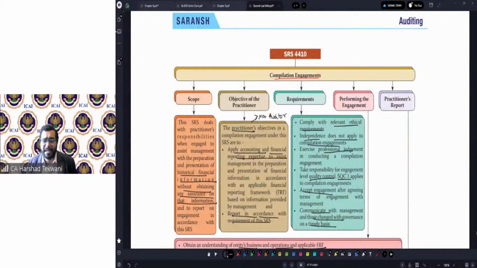Any doubt, guys? Any doubts on SRS 4410 or SRS 4400? No?